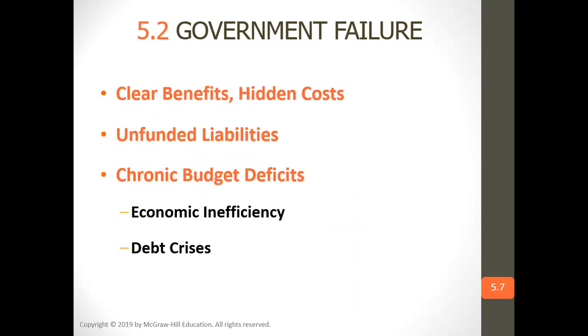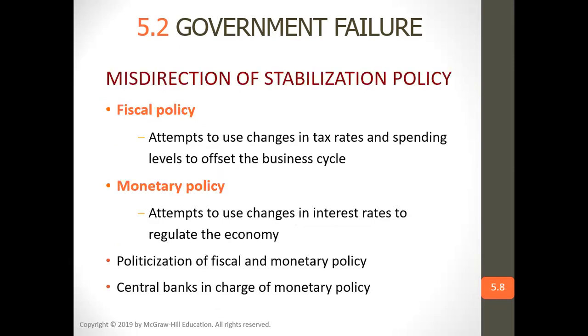So government failure: clear benefits, hidden costs, unfunded liabilities, chronic budget deficits. Those are things that the government does wrong. Like, they don't pay off their debt. They have budget deficits and debt crises. Fiscal policy are attempts to use changes in tax rates and spending levels to offset the business cycle. So they can raise spending to help the economy, or they can reduce taxes to help the economy. That's what they can do with fiscal policy.